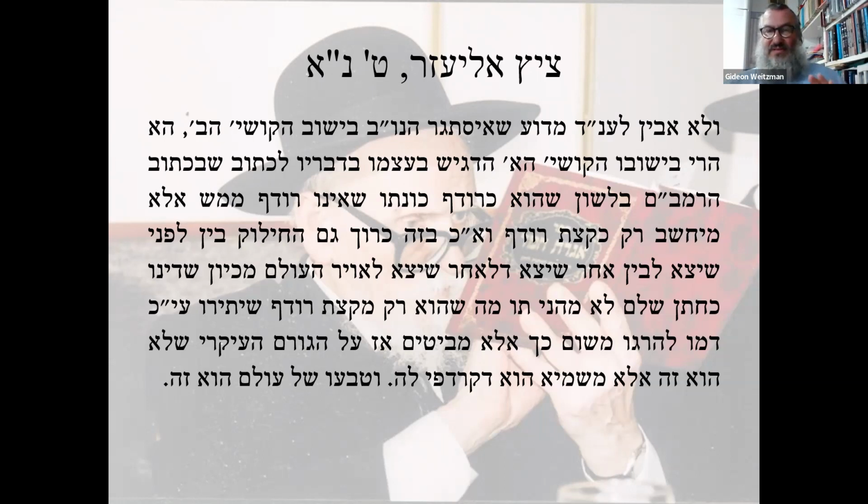That's not a death sentence. Lo mahani tu mashu grak mixad gorodef. Yetiru ali dekein damola hago mishum kach. Ela mebitim azal agorem ekari shelo hu ela mishmaya hu karat fela. But tivo shulam muzeh. That's exactly what the Rambam says. Beautiful explanation of the Sitz Eliezer.